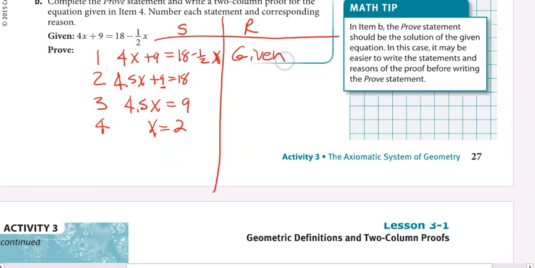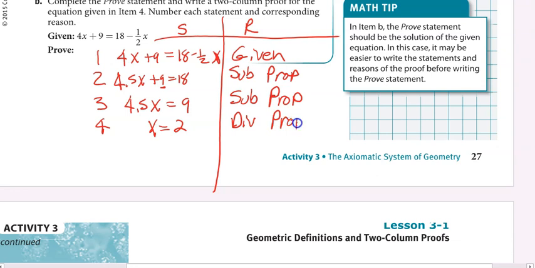So we always start off with given information. That's what we were given. First step was subtraction property of equality. I subtracted 1/2 x from both sides, so subtraction property of equality. Next step was I subtracted 9 from both sides. And last step was a division property of equality.